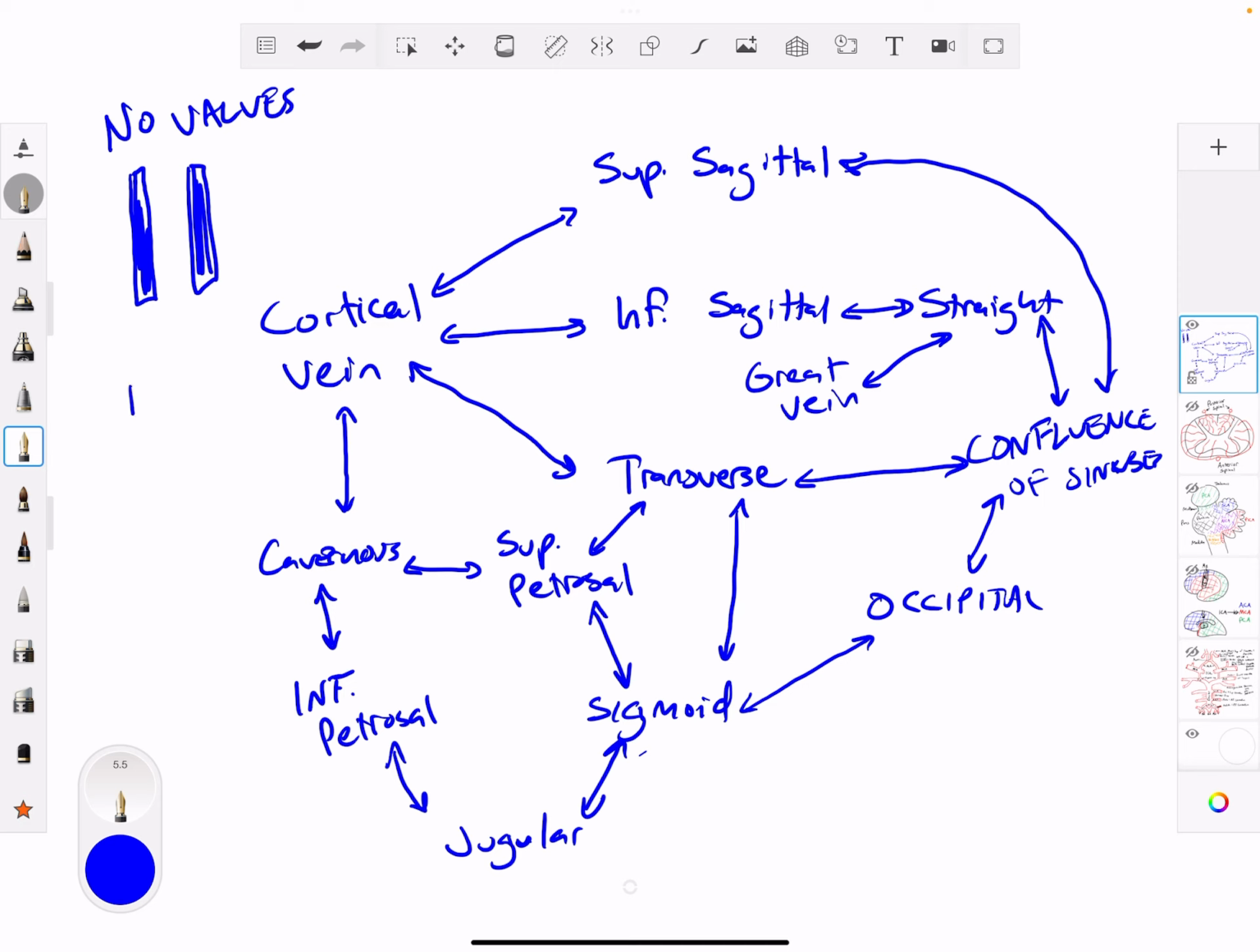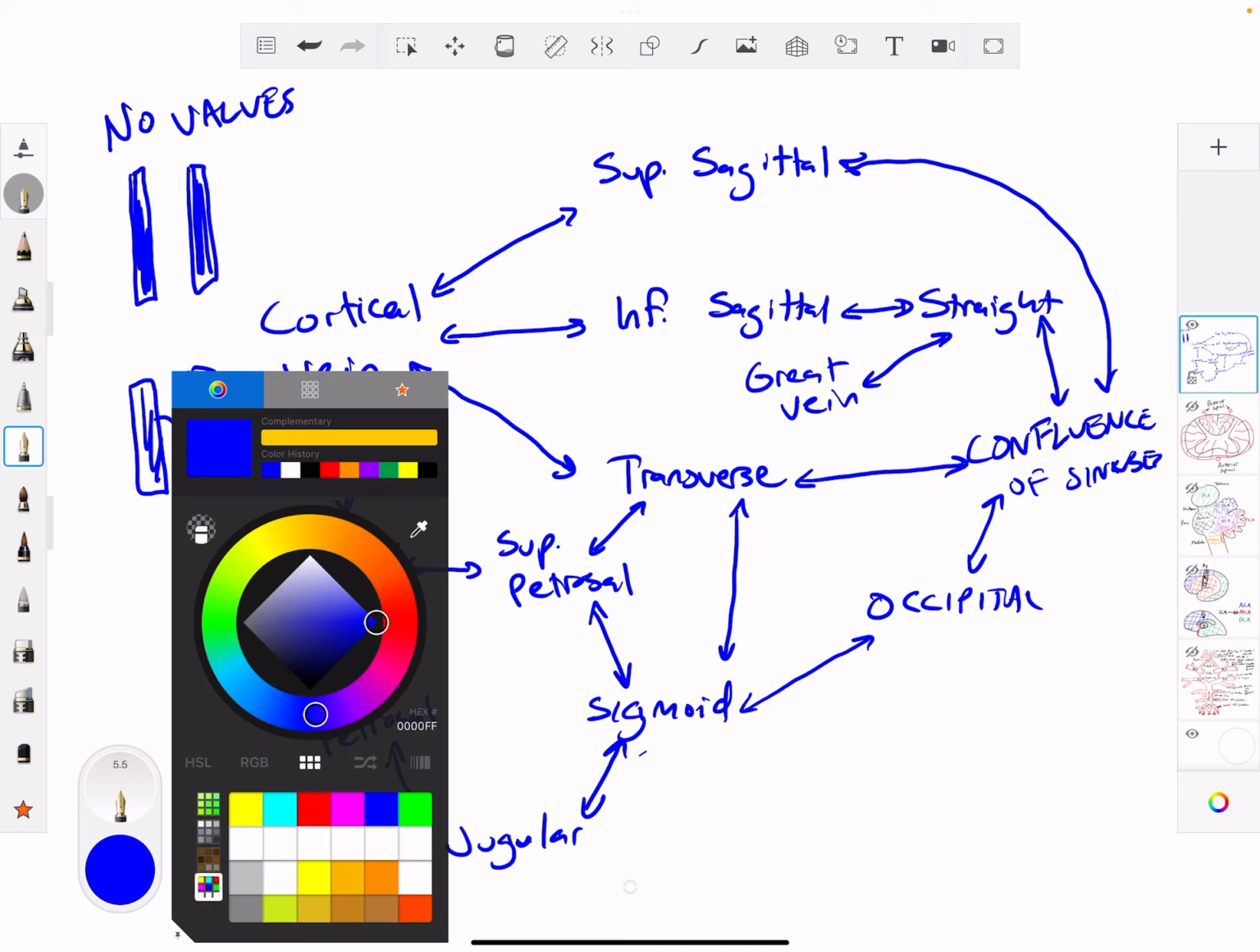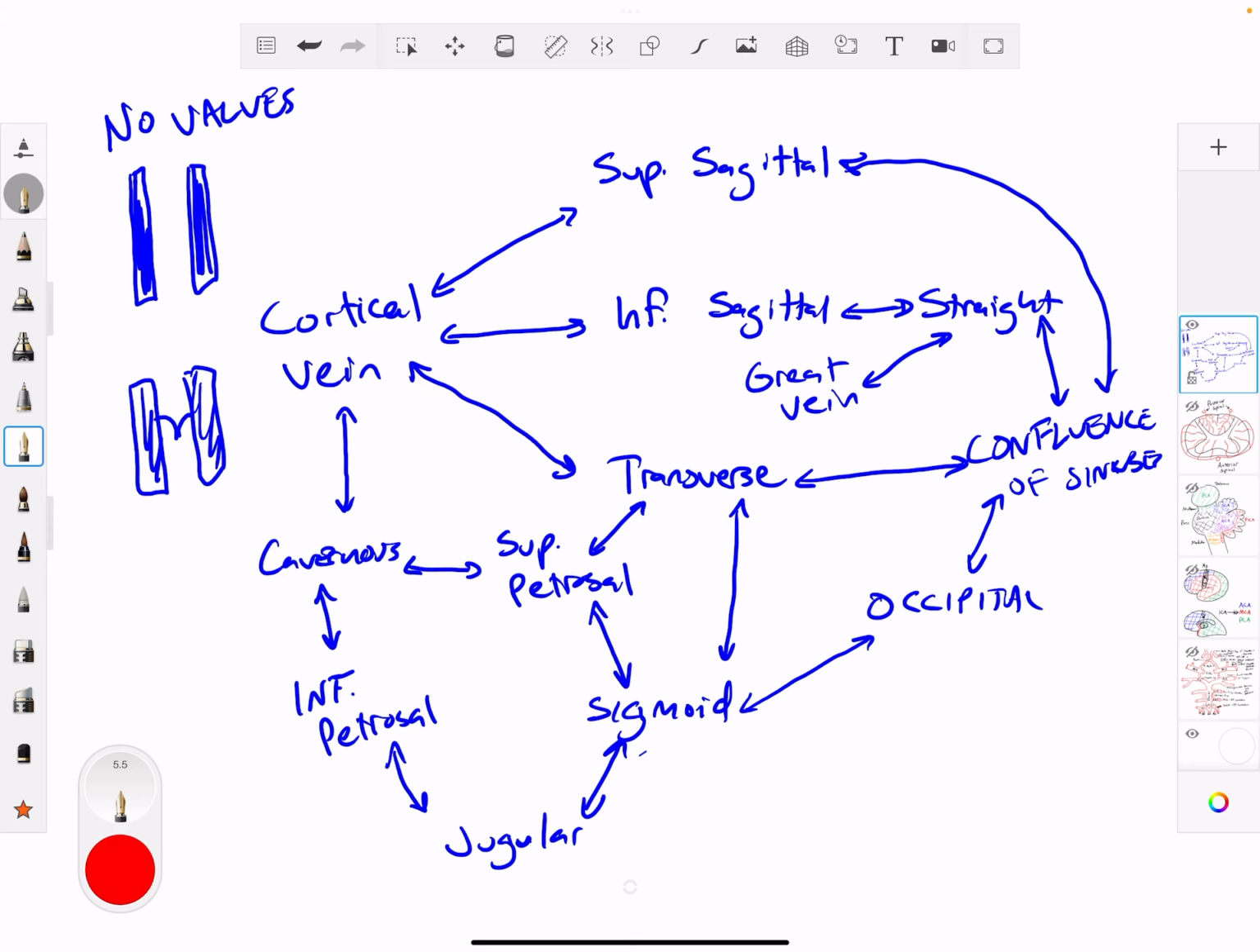If we weren't in the brain here, our veins would have some little valves here to create unidirectional blood flow. But as nice as that is, we don't need it. The head is above the heart. We'll let gravity work for us. We don't have to work against gravity. We don't want anything to restrict blood flow. That's the whole idea there.